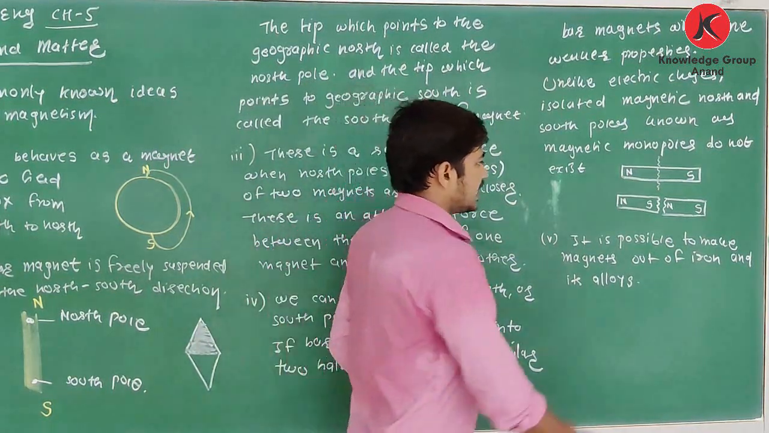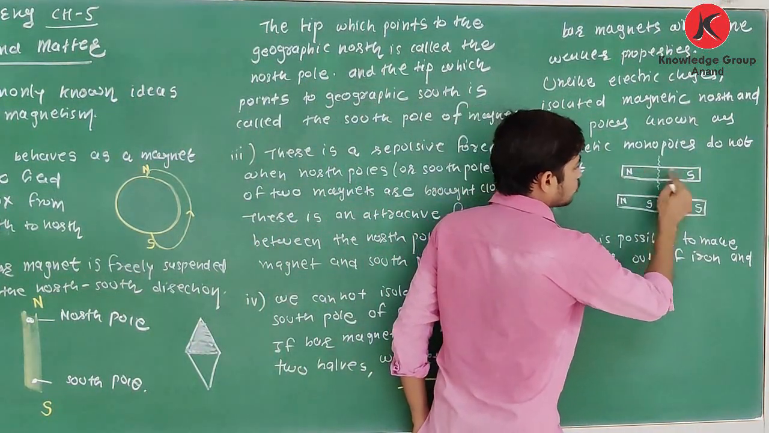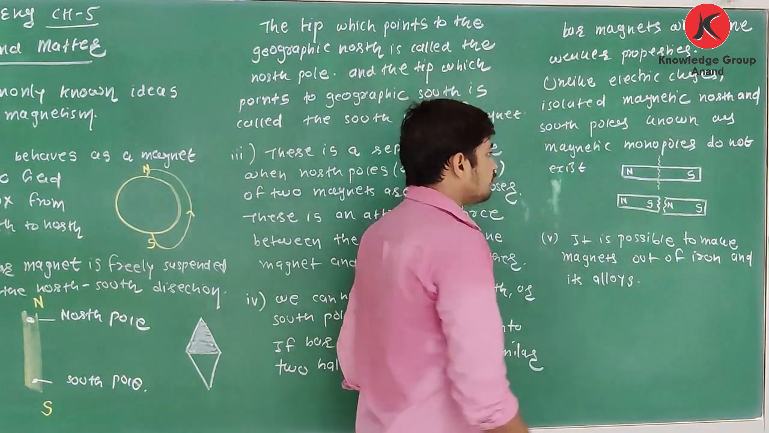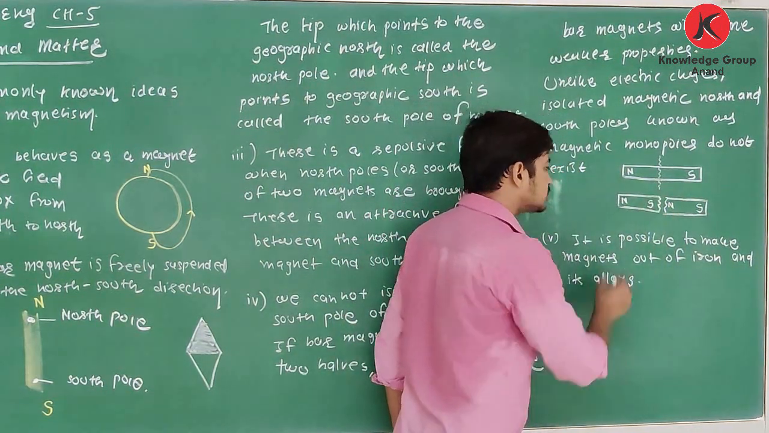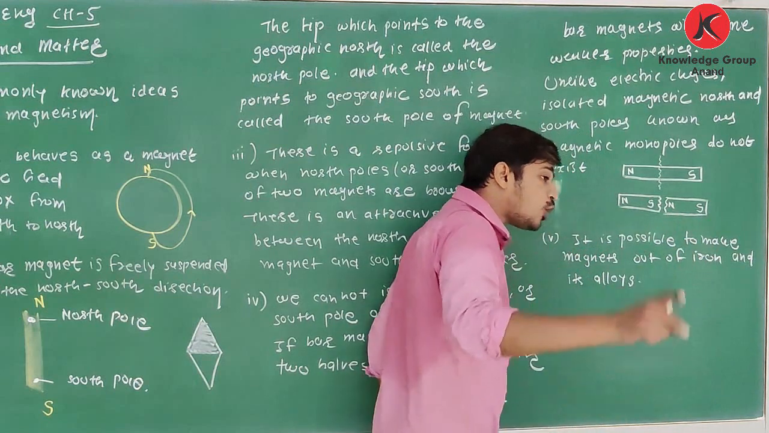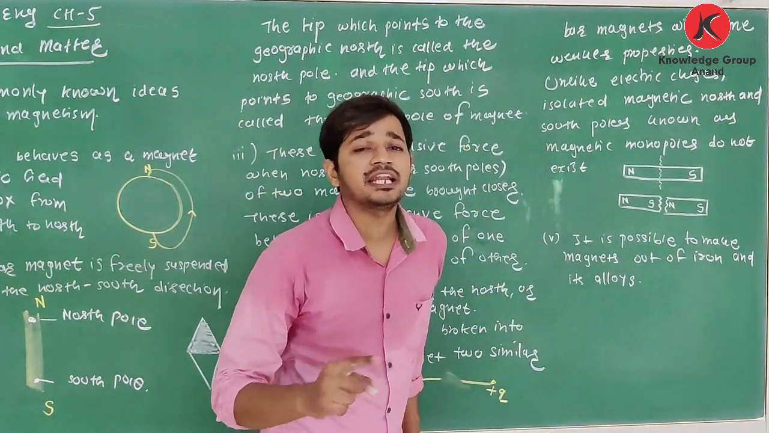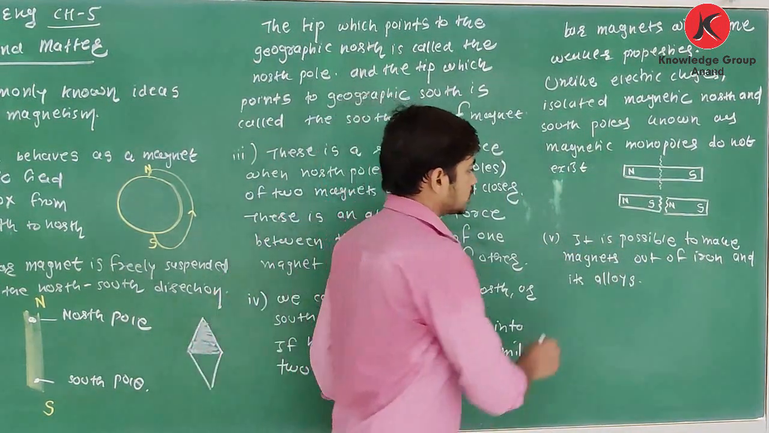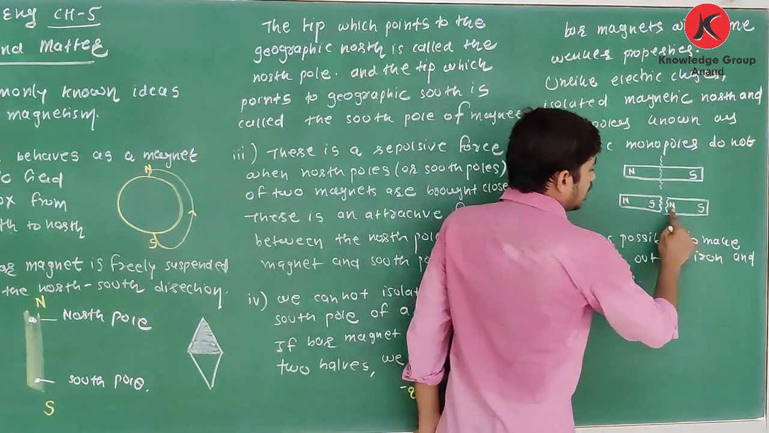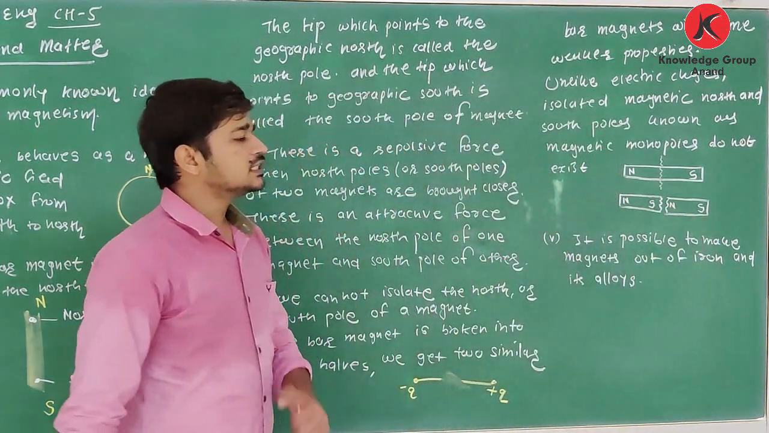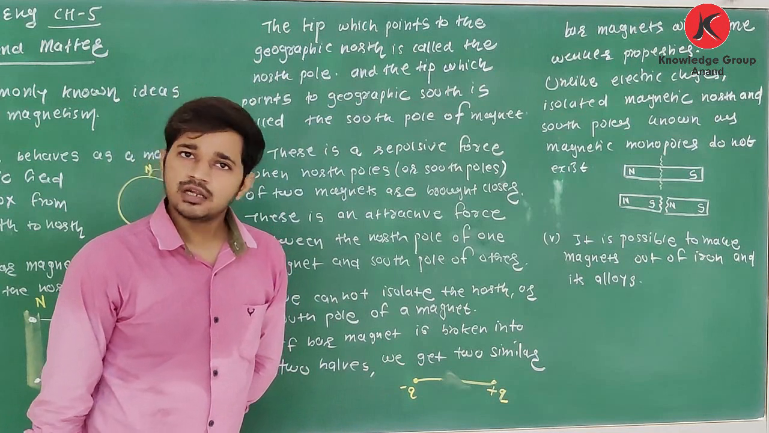Okay? So yes, in this magnet we have two poles, north pole and south pole. If I cut this magnet into equal halves, this part and this part also behave as a magnet. Magnet means having two poles, north pole and south pole. Clear about this?